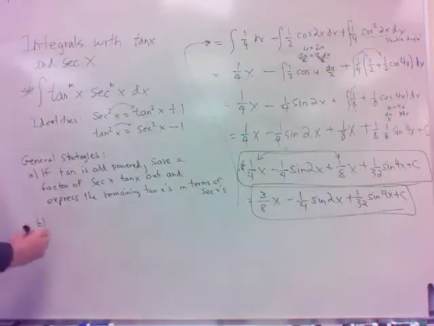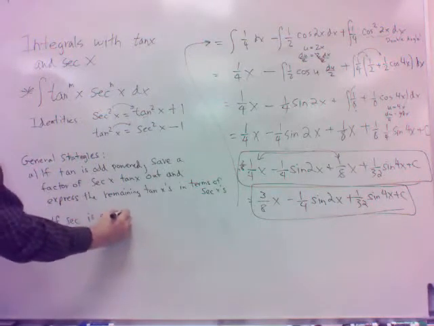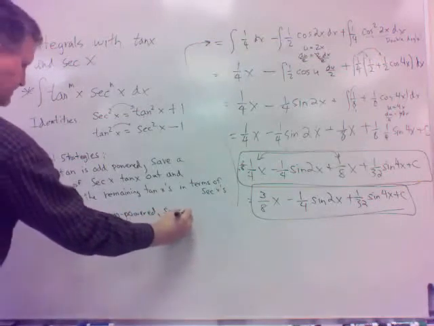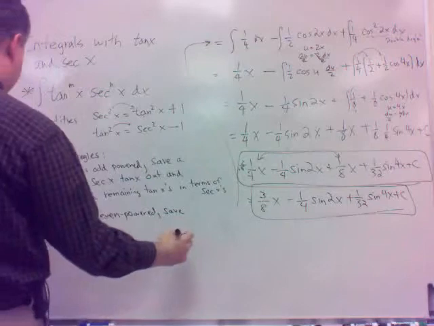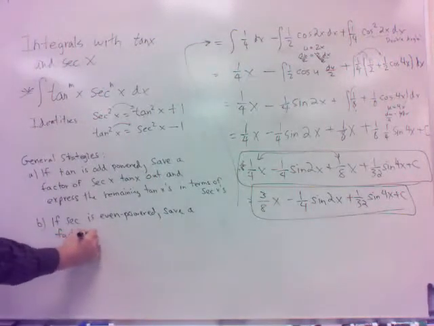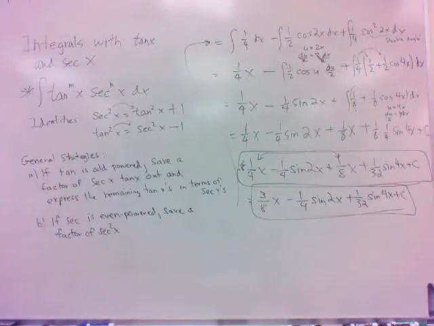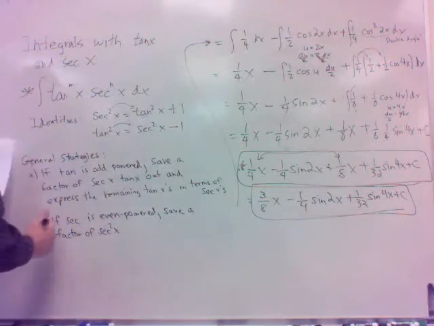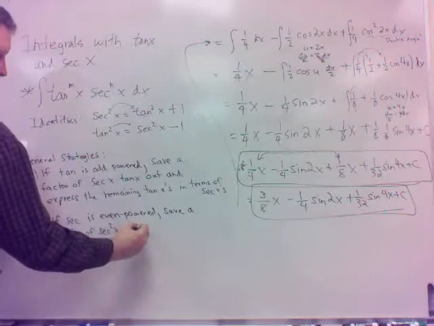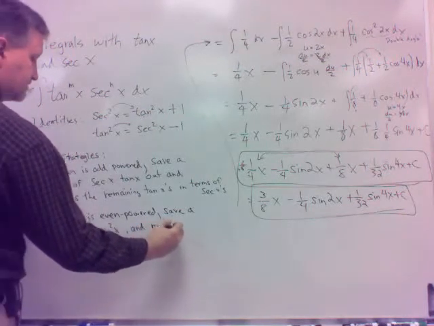If the secant is even powered, here's what you can do. Save a factor of secant squared. So it's complicated because the derivatives of secant and tangent are not quite as nice as sine and cosine. But anyway, save a factor of secant squared and express the remaining secants in terms of tangents.